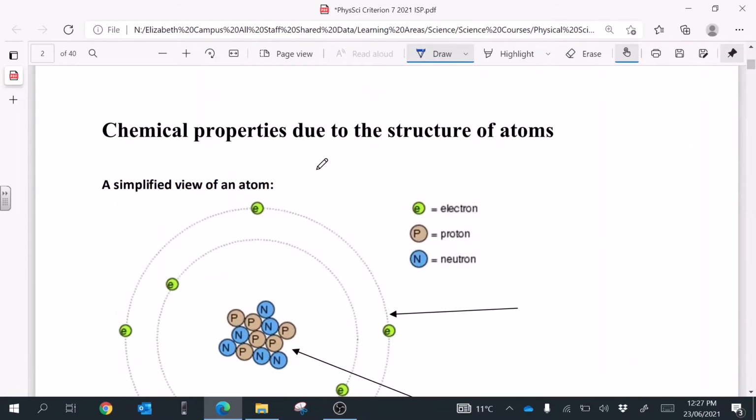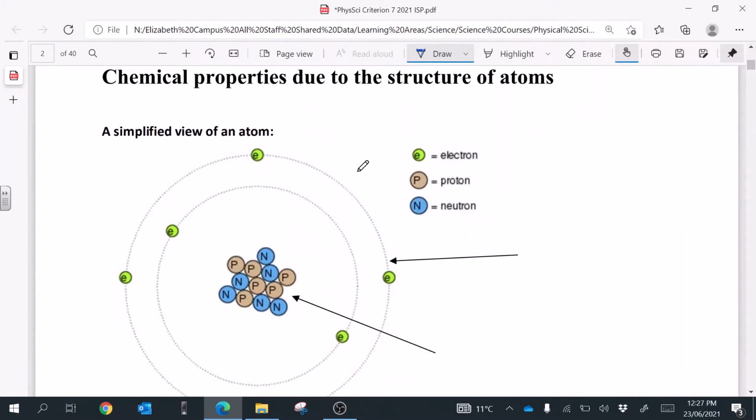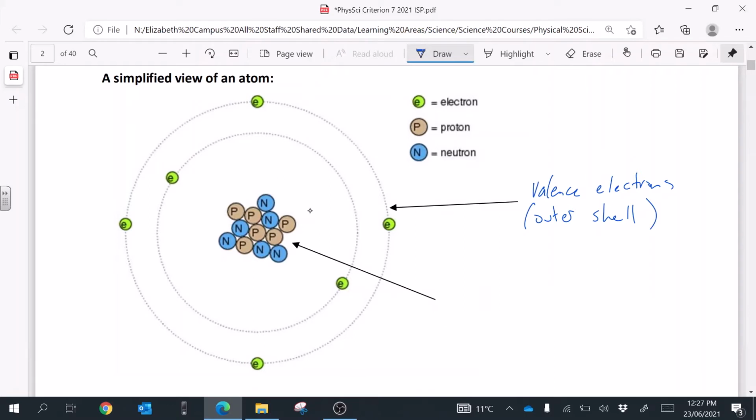So, chemical properties due to the structure of atoms. Looking at this atom, this is the outer electron shell, this first arrow. We can call those the valence electrons, which are in the outer shell. And in here we have the nucleus, of course, and that has a positive charge, due to the protons in there. The nucleus is positively charged.